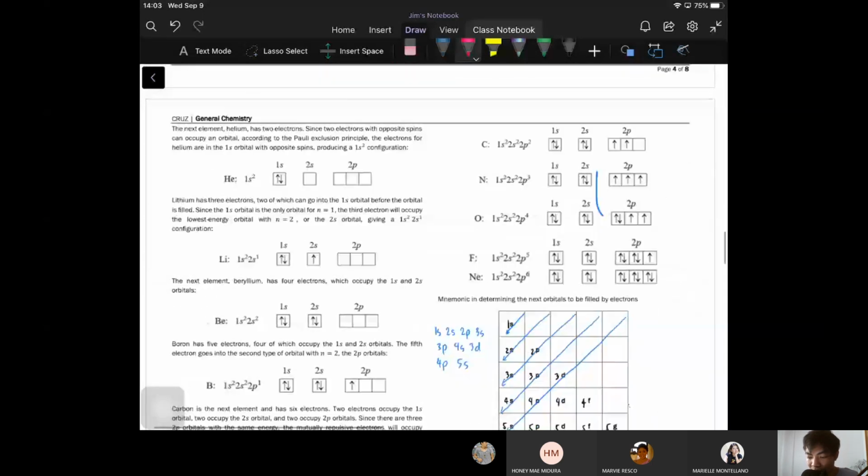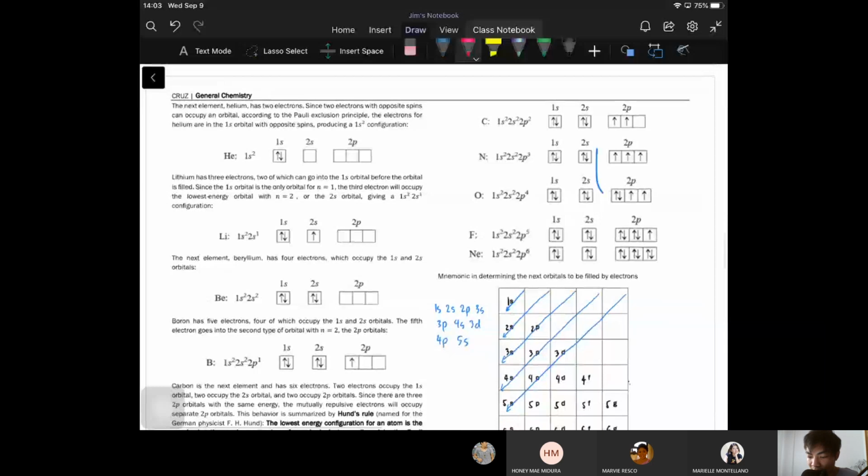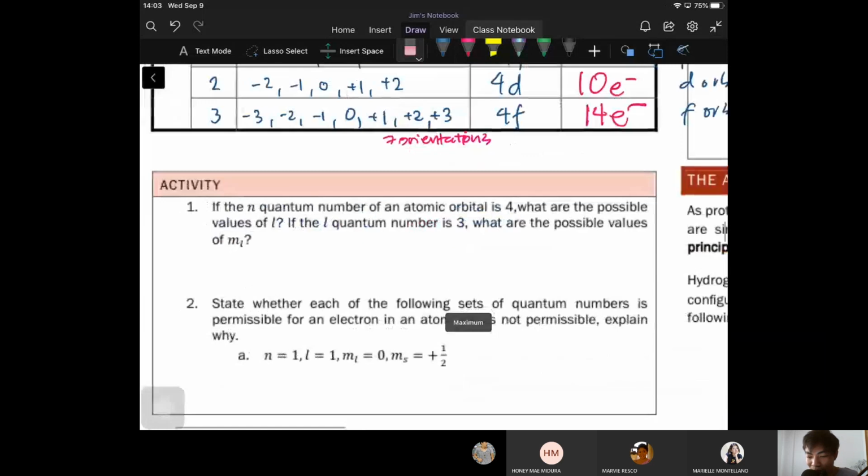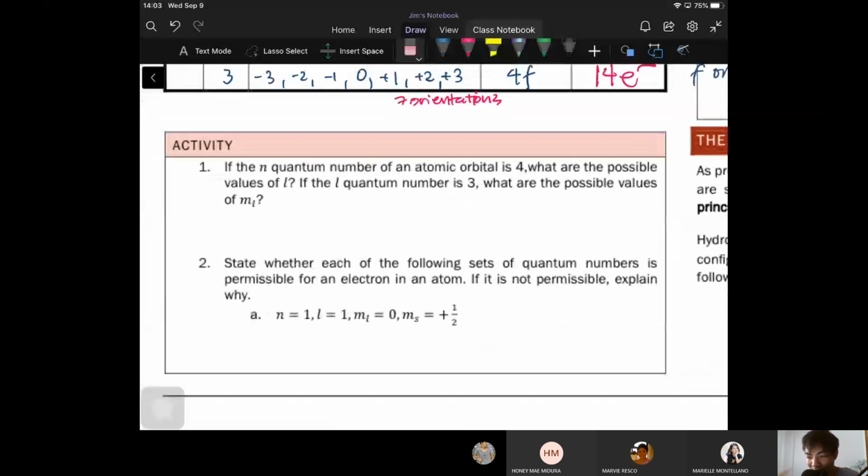Mamaya na tong orbital shape na yan. Ay, ginamit ko pala to. Ay, bahala na. Anyway, punta muna tayo sa activity. Let's try to recall yung mga quantum numbers bago tayo pumunta sa next topic.